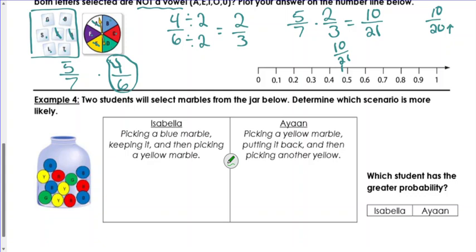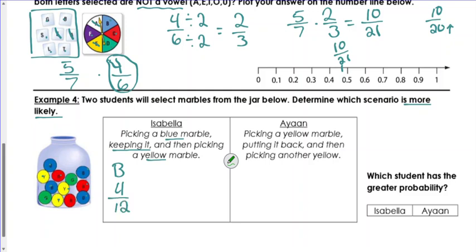Last example. 2 students are selecting marbles from that jar. Determine the scenario. Which scenario is more likely? So we want to know which is more likely to happen between these 2 scenarios. Isabella is going to pick out a blue marble. She's going to keep it and then pick out a yellow one. All right, so we want to think about what's the chance that we get a blue. Well, there's 1, 2, 3, 4 out of 1, 2, 3, 4, 5, 6, 7, 8 out of 12. 4 out of 12 is the chance that we get a blue.